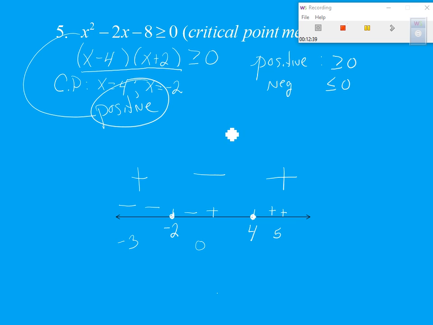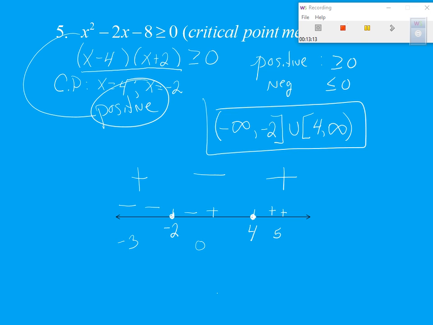My solution is negative infinity to negative 2. We're going to include negative 2, but not include infinity. And then I put a U. Be careful, Math Excel sometimes has you put a comma. And then I'm going to put a bracket 4 to infinity. So guys, I chose the positive intervals because it said greater than 0, so I needed the positive intervals.